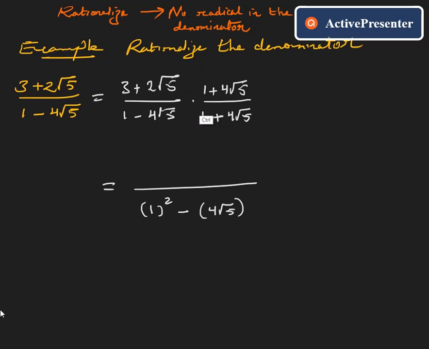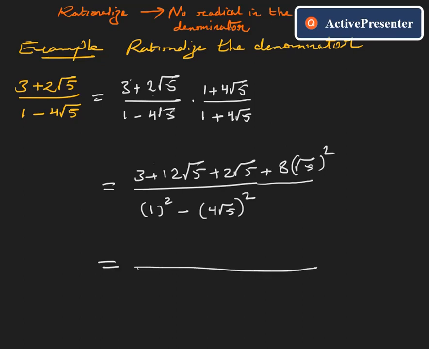So 3 multiplied by 1 equals 3, and 3 multiplied by 4 square root of 5 equals 12 square root of 5. 2 square root of 5 multiplied by 1 is equal to 2 square root of 5, and 2 square root of 5 multiplied by 4 square root of 5 is equal to 8 square root of 5 squared.